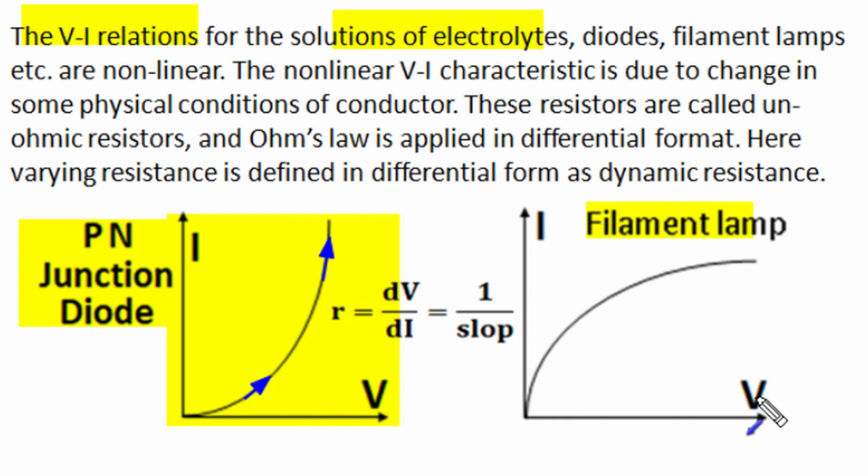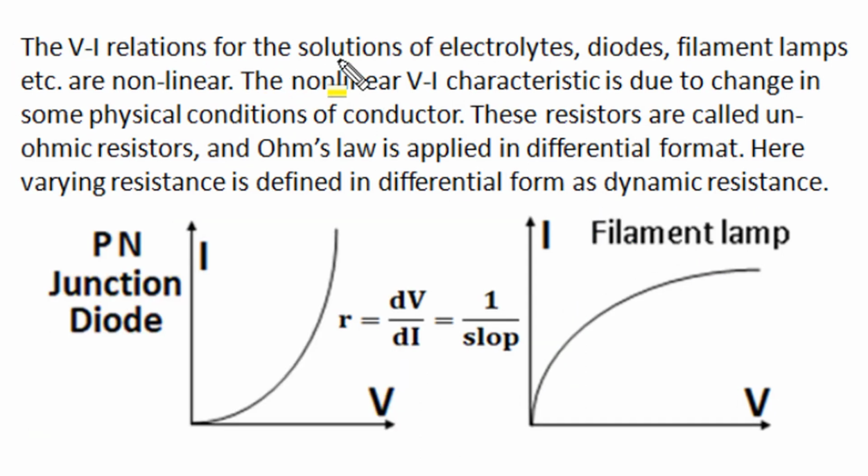Whereas in a filament lamp, when the applied voltage is small, the current flowing through the lamp is also small, and at the smaller operating temperature it has a small amount of resistance. As the applied voltage increases, the increased current increases heating of the filament, and the increased temperature increases the resistance of the tungsten filament lamp, and the slope of this characteristic decreases to show an increase in resistance. Such varying resistances are defined in differential format and are called dynamic resistance.